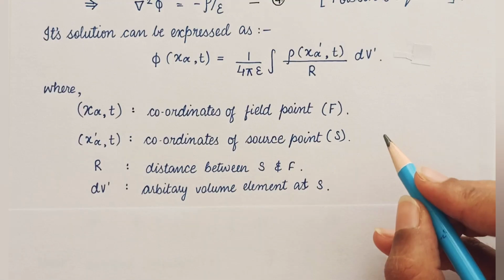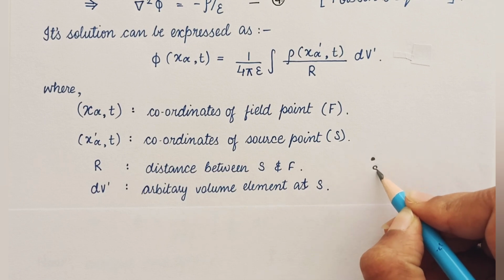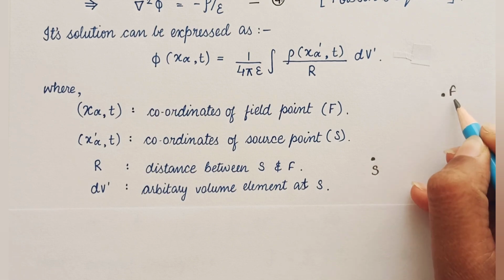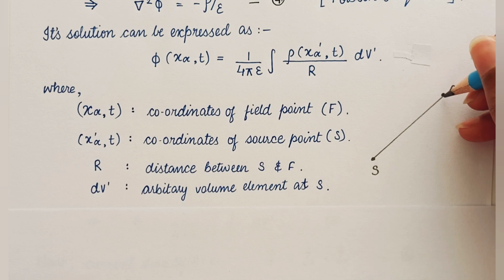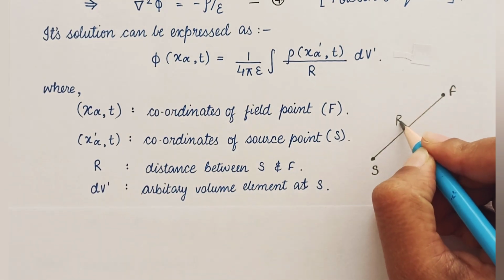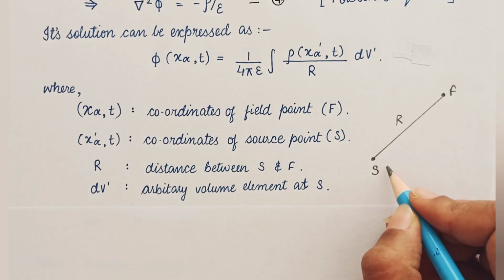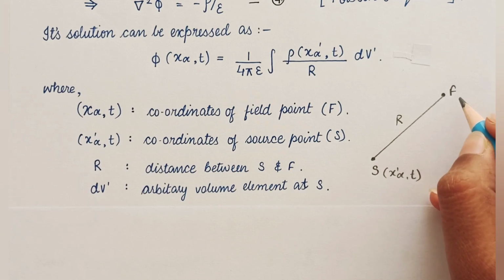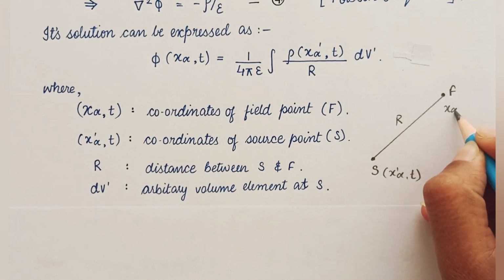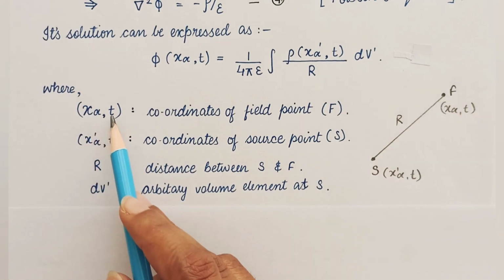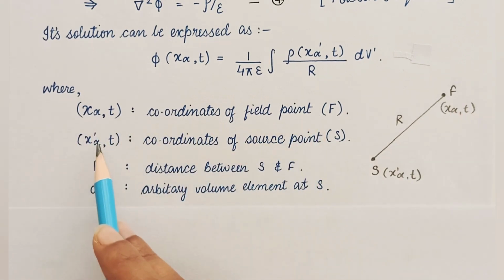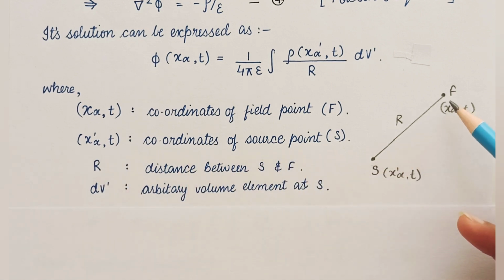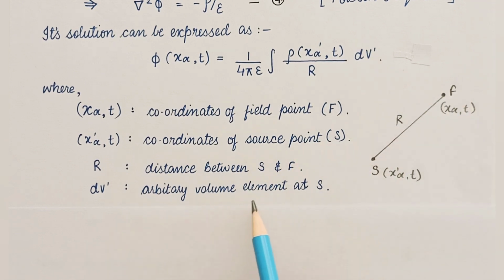So what are they? Consider that this is the point S, this is the source point, and here we have another point, that is F. This is the field point, and this distance between S and F is R, and this point S has the coordinates x dash alpha comma t, and this point F, that is the field point, has coordinates x alpha comma t. So x alpha comma t are the coordinates of the field point, x alpha dash comma t are the coordinates of the source point, r is the distance between S and F, and this dv dash is the arbitrary volume element at S.